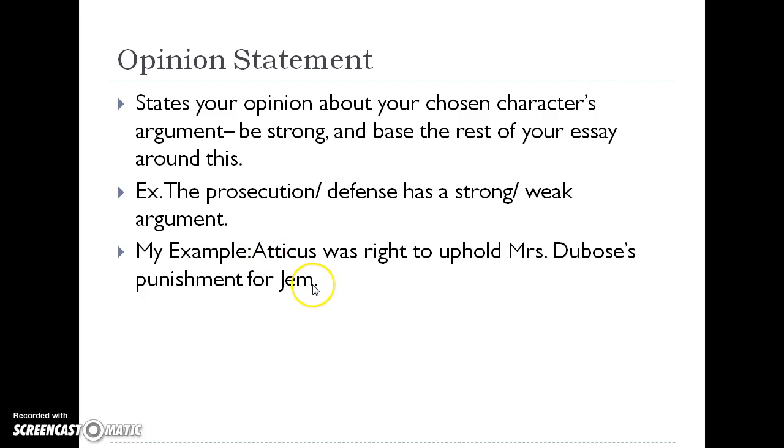So in my case, I'm going to say Atticus was right to uphold Mrs. DeBose's punishment for Jem. If you don't like my exact question or my exact stem right here, you don't have to use exactly that, but do something along those lines. Feel free to run it by me if you have questions.